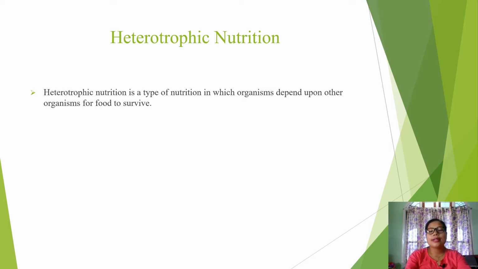It is a type of nutrition in which organisms depend upon other organisms for food to survive. In a simple way, let's say it is a type of nutrition in which organisms depend on other organisms for their food to be alive. Or let's say in this type of nutrition, animals are dependent on other organisms for food to be alive. So let's see what the examples of this type of nutrition are. Here are animals, fungi and non-photosynthesizing plants.